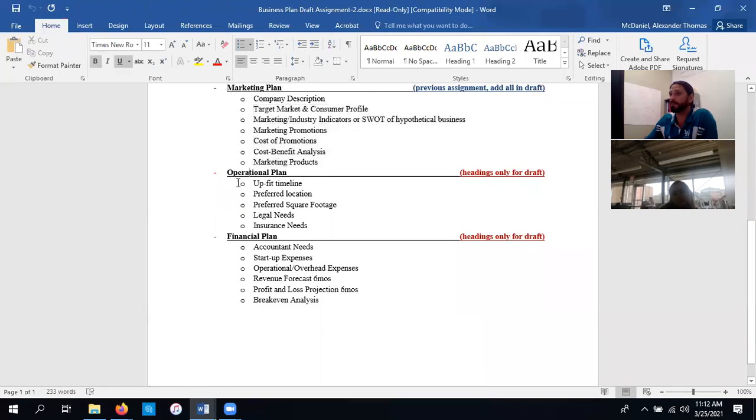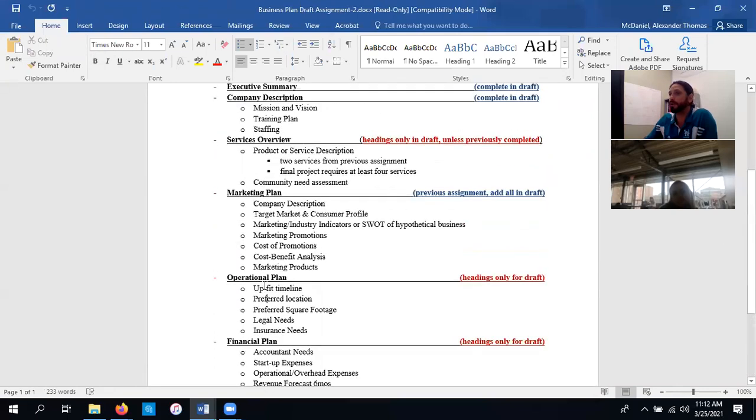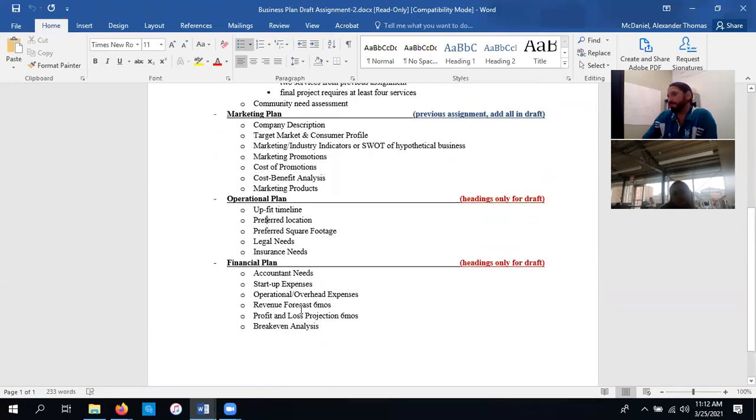You only need the next few sections for the draft. But if you want to do some stuff in here, then I'll go through and look at it and I'll give you some advice.